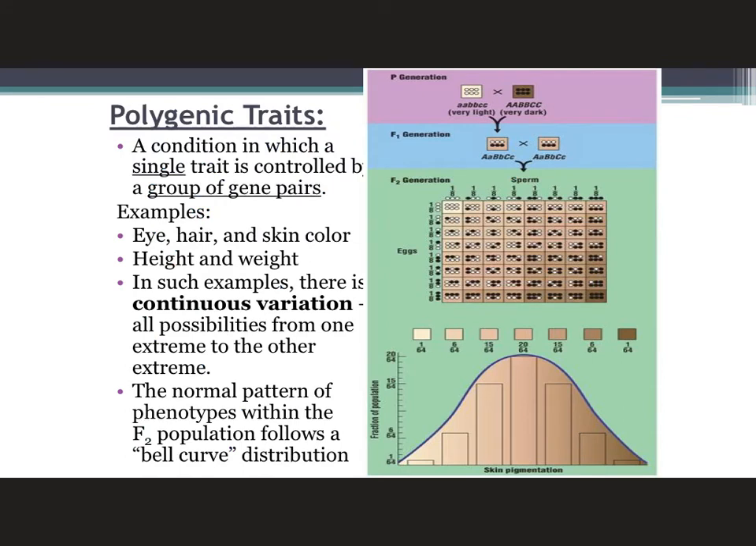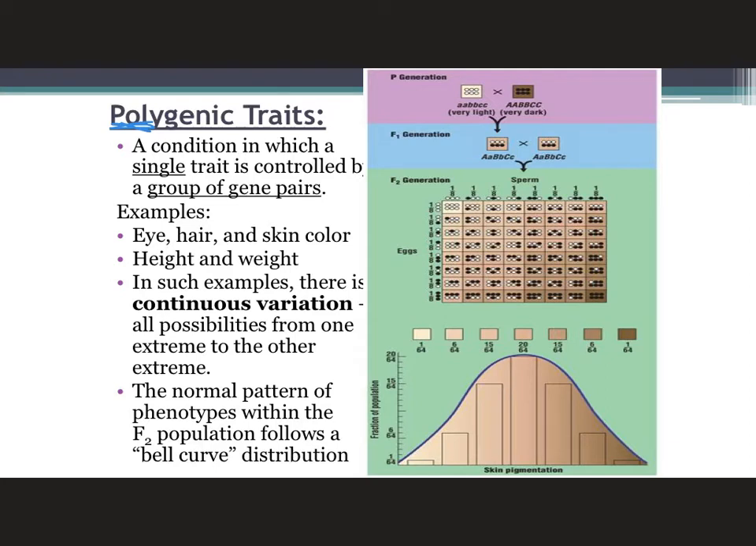Polygenic traits. Poly, of course, you should know, means many. Genic is referring to the genes. So these are traits that are controlled by more than one gene. For example, skin color, eye color, hair color, height, weight. Everybody is going to have a certain range that their genes are coded by.